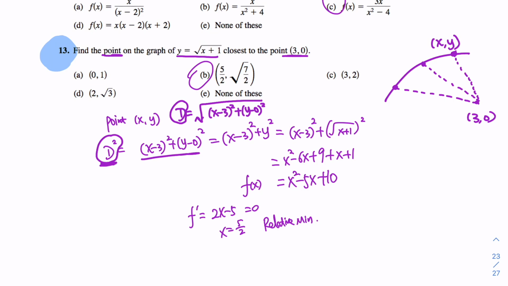Okay, so this is the function. Now we have two variables, x and y, so we have to find the relation between x and y. Keep in mind, (x, y) is a point on the graph. So y equals the square root of x plus 1. We replace y here using the square root of x plus 1. This is our function. Set the derivative equal to 0, then do the sign analysis.